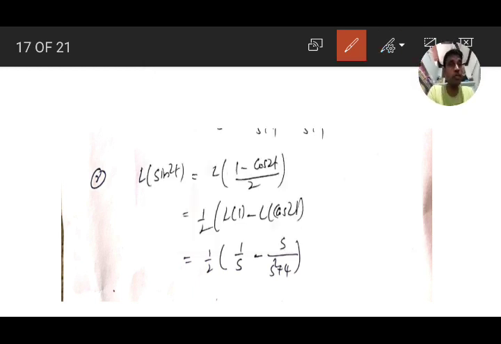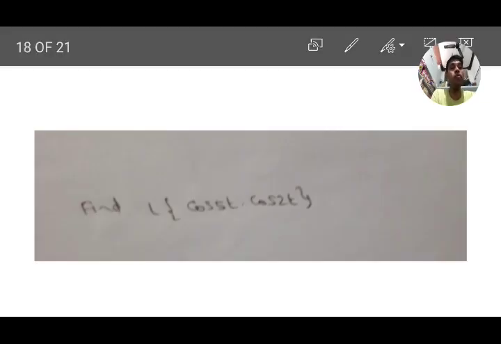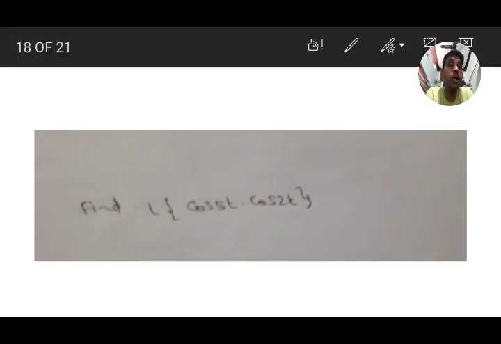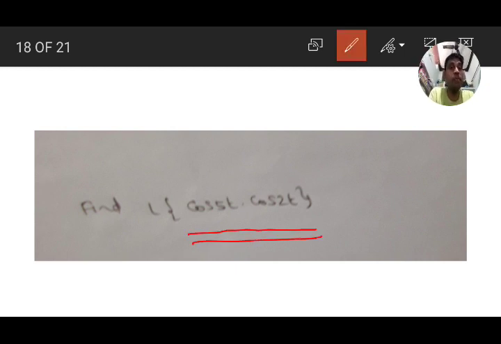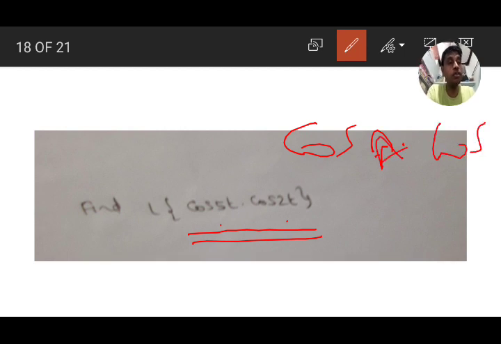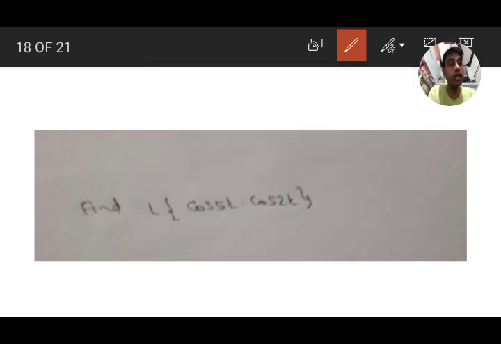Next problem, let us move to the next problem. Find L of cos 5t into cos 2t. This is also the same, we don't have the formula for this one directly. So first apply trigonometry, the cos A into cos B formula. Cos 5t cos 2t, simplify, then linearity property, and next standard formula, apply the standard formula, we get the answer.